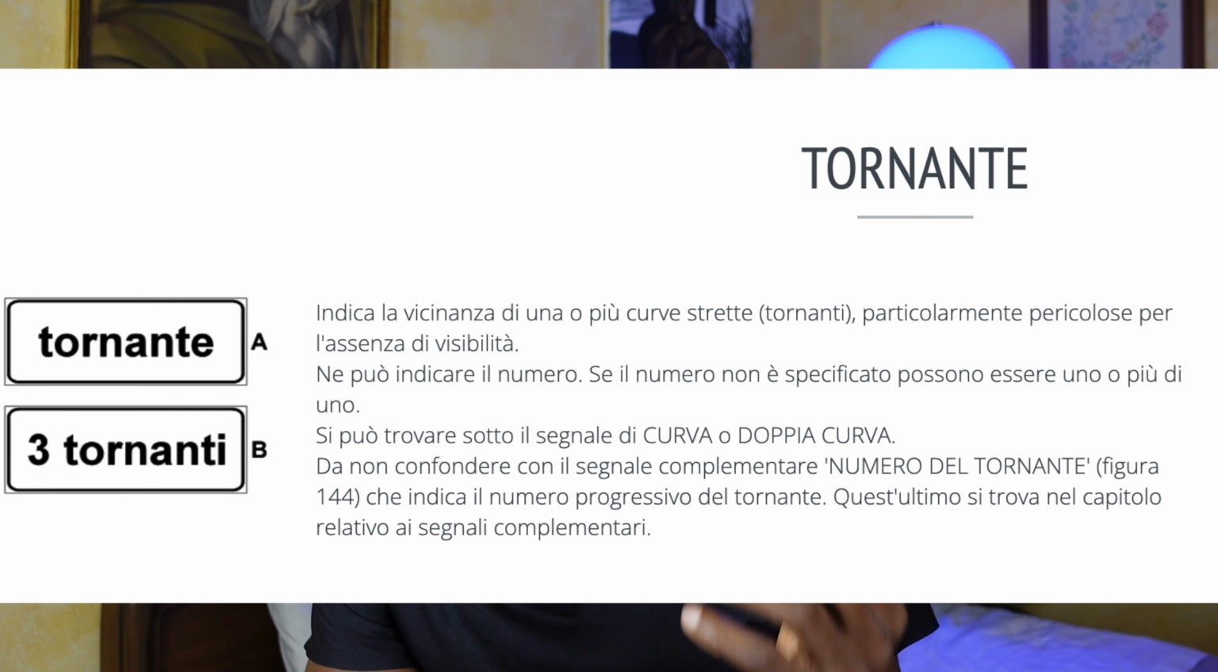Tornante indica la presenza di una o più curve strette, tornanti, particolarmente pericolose per l'assenza di visibilità. So this one is referring to one or more curves, and you see it in that place where you can't see clearly the road, because it's a curve, you can't see clearly the vehicles coming from the opposite side of the road. So this one will guide you and direct you on how you can pass that curve without creating danger on that part of the road.